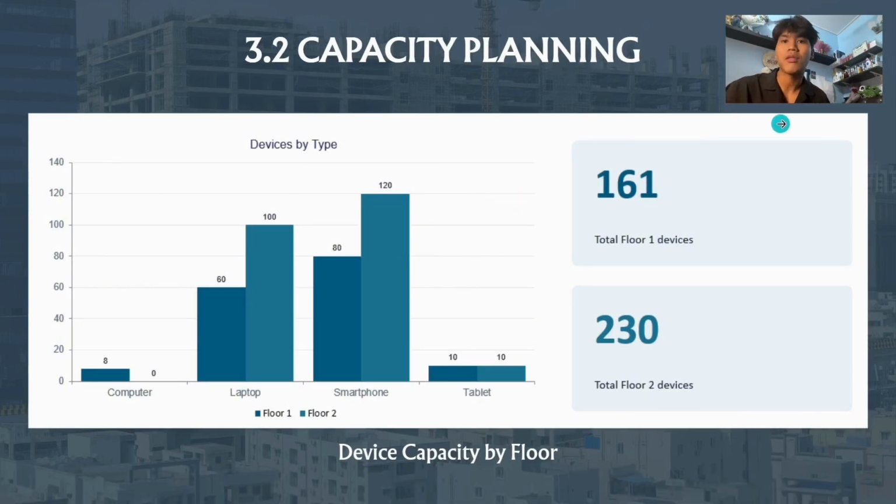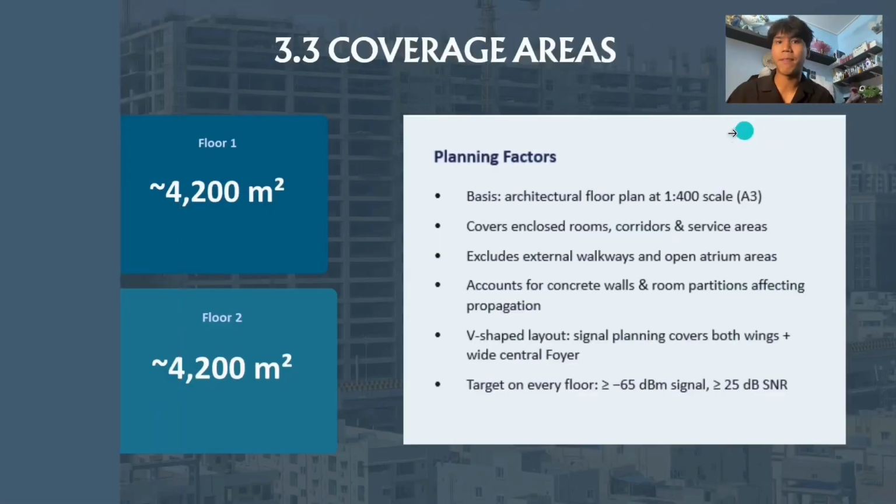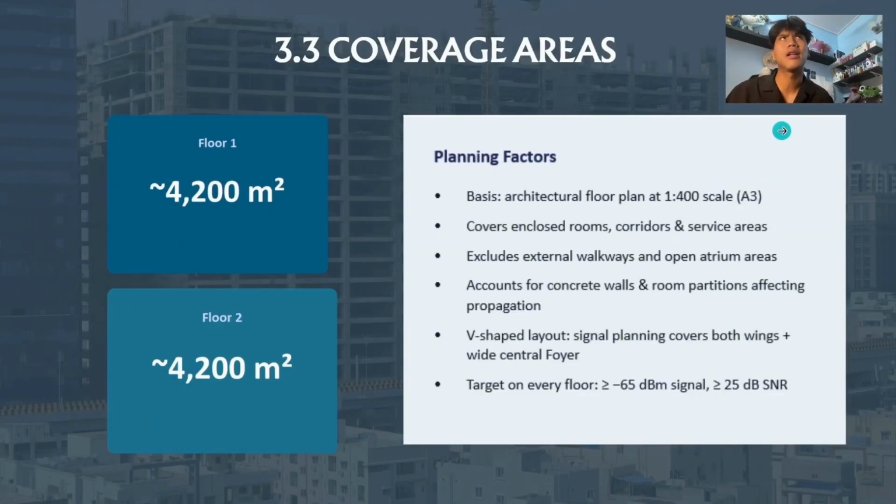Okay, for coverage, each floor covers approximately 4,200 square meters based on the architectural floor plan at scale 1 to 400. This figure includes all enclosed rooms, corridors, and service areas, but excludes external walkways and open atrium space.